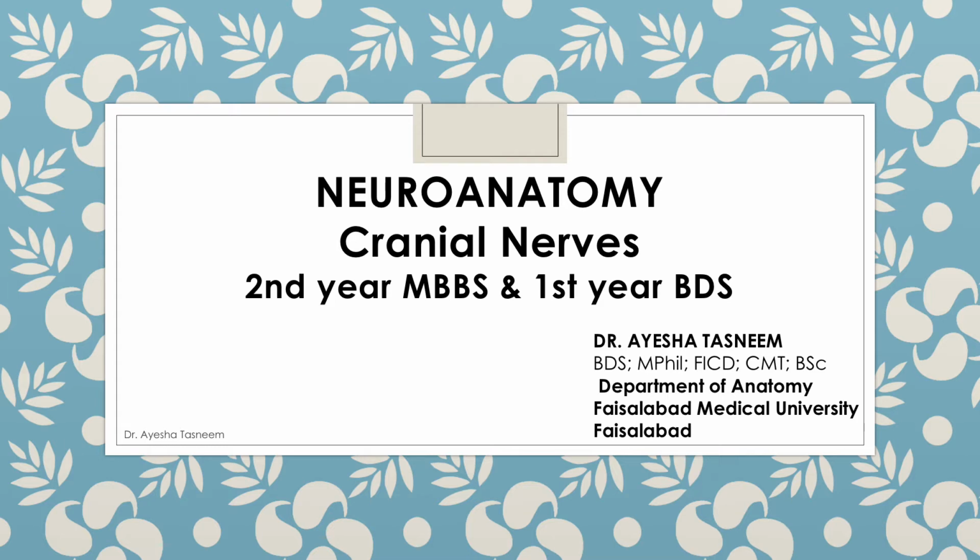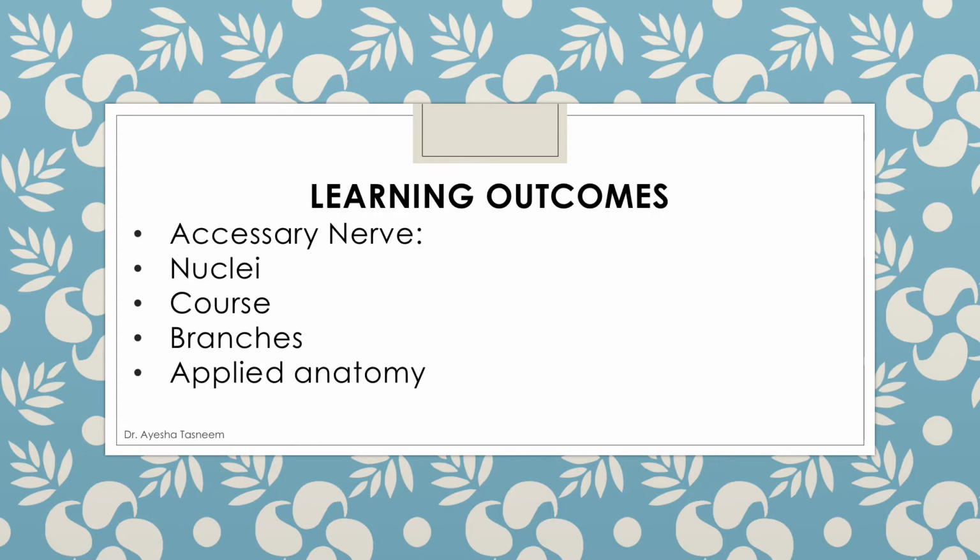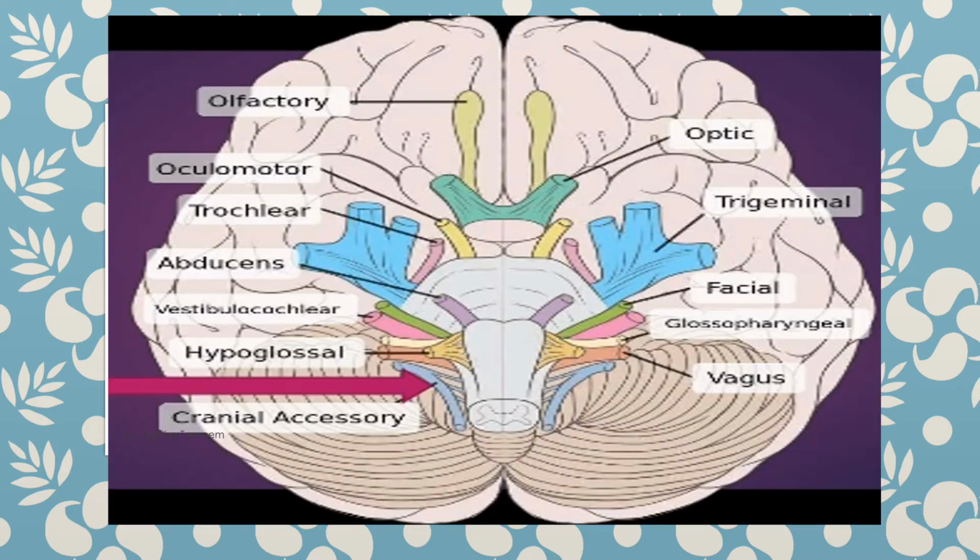Another neuroanatomy lecture and discussion of the cranial nerve. The topic of discussion is the accessory nerve, which is the 11th cranial nerve. By the end of this lecture, you will know about the nuclei, course, and branches of the accessory nerve and its applied anatomy too.